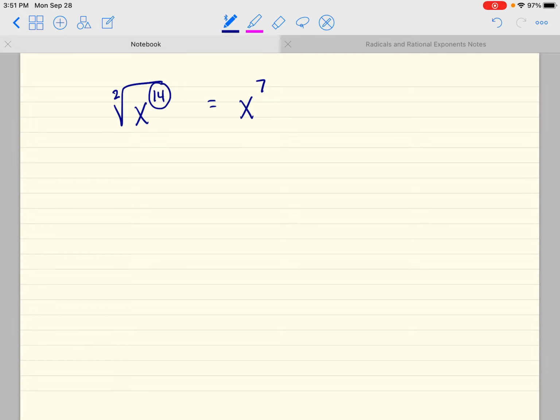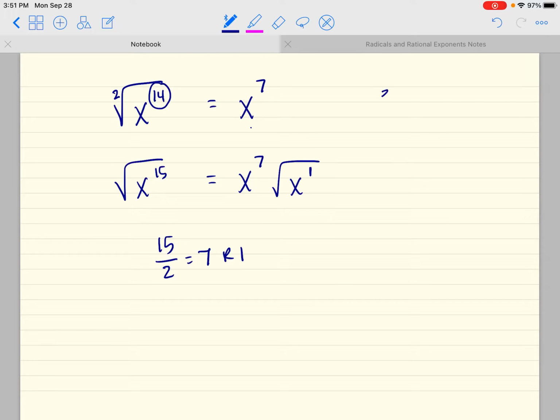Now, if it's a square root of, let's say, x to the 15th, then there's going to be something left over. So in this case, we divide the 15 by 2, and we get 7 with a remainder of 1. So we're going to have an x to the 7th that still comes out, just like we did here, but this time we have an x to the first left over. Okay? And this will work the same if they were cubes. Or cube roots, sorry.